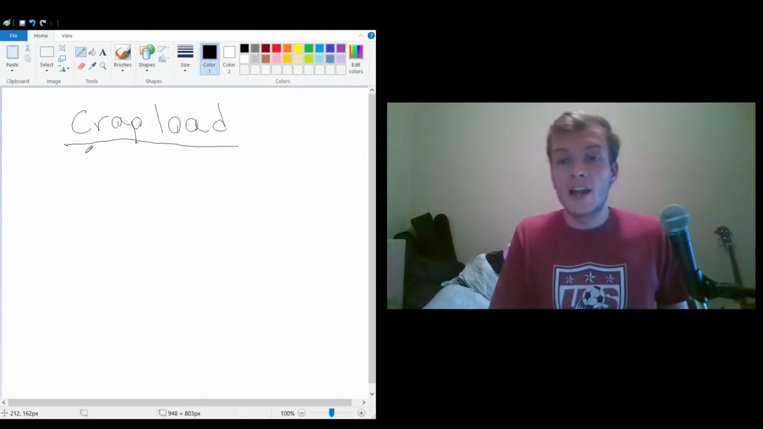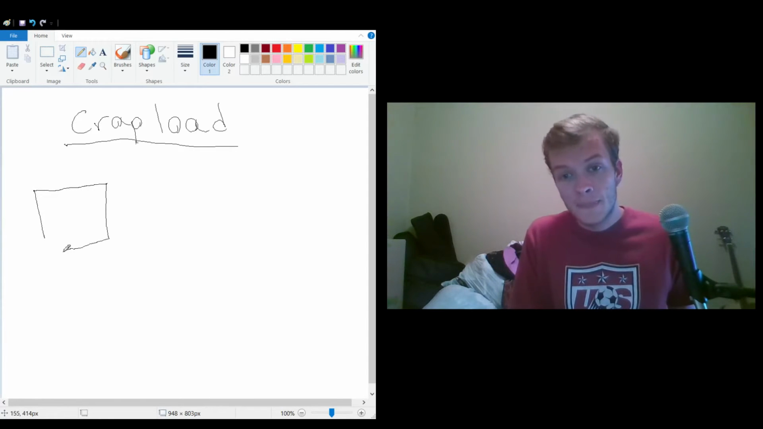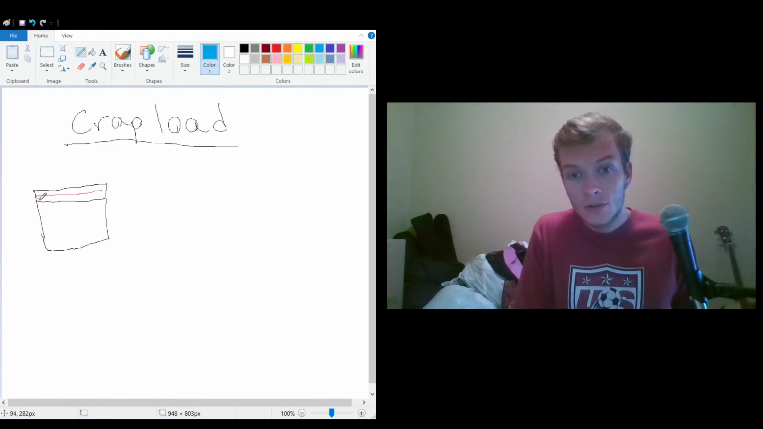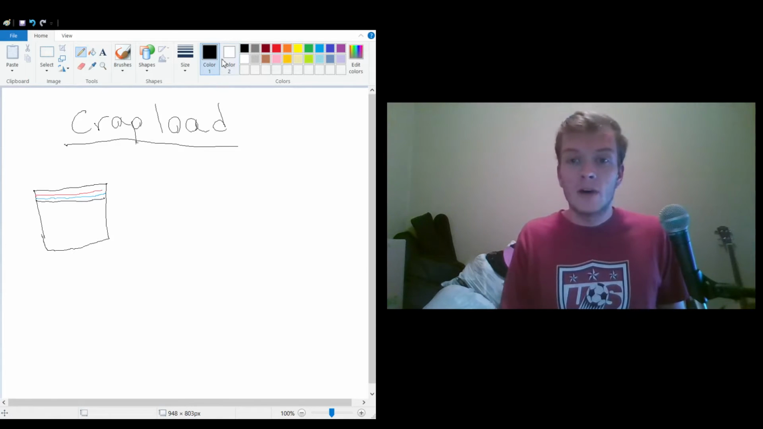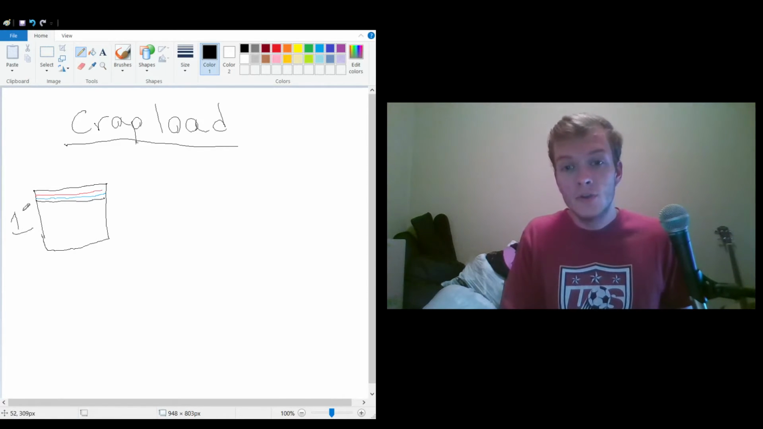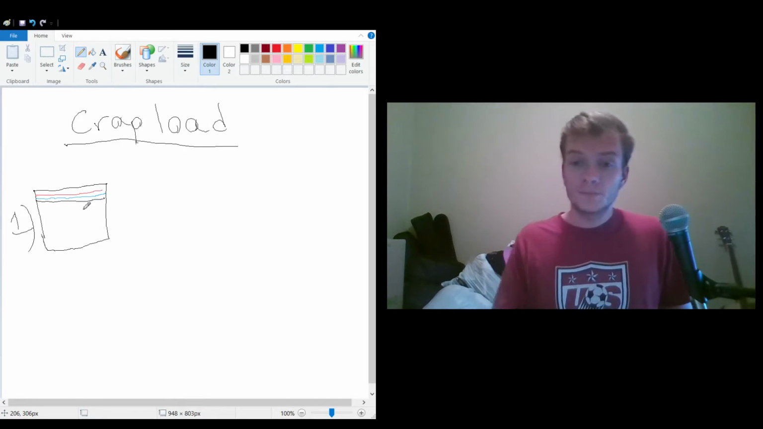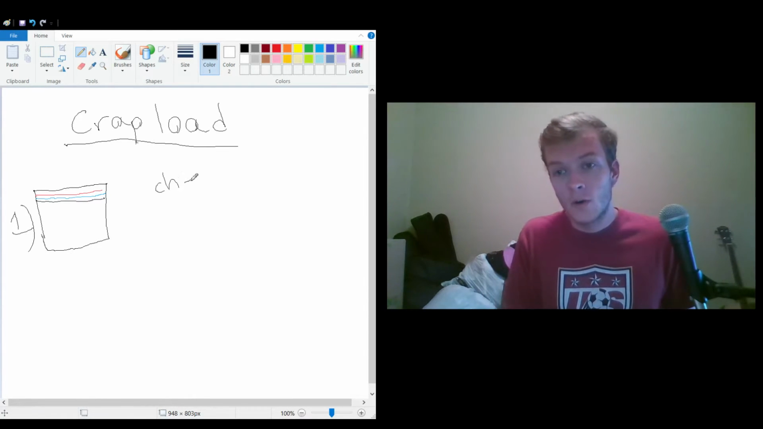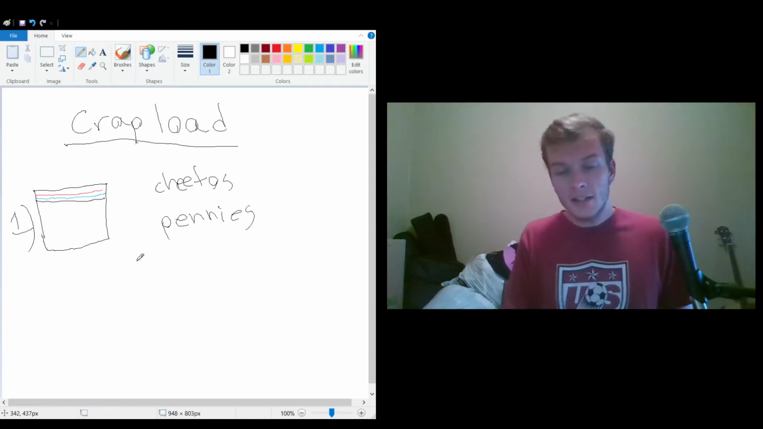But in this case, we're quantifying an object based off of how much space it's taking up. So what I'm saying is that a crap load is enough to fill up a sandwich bag. Now, this doesn't work in all cases. So we have our sandwich bag. It has the little plastic strips on it to connect the bag together and seal it. I'm going to have some variations of this. The first definition, number one, is it is enough of something to fill up a sandwich bag. Like I said, this doesn't work for everything. This would work for smaller objects like Cheetos or perhaps pennies. You could have a crap load of pennies. But this doesn't really work for larger objects.